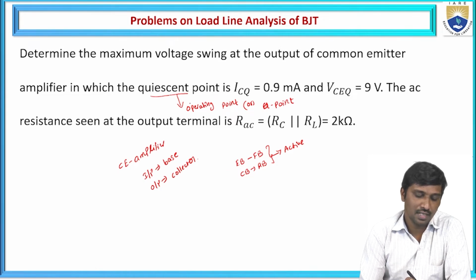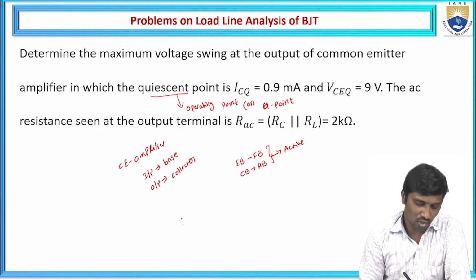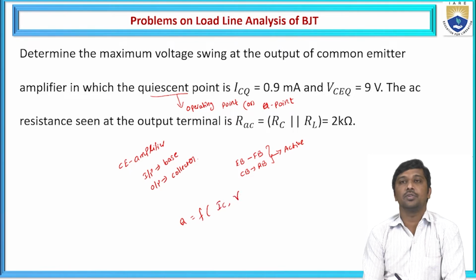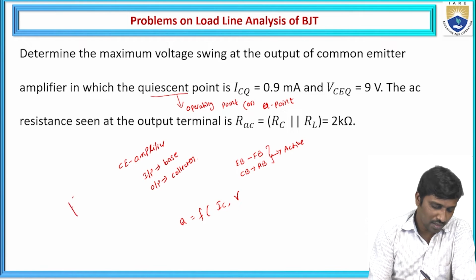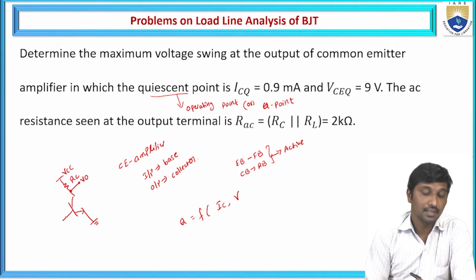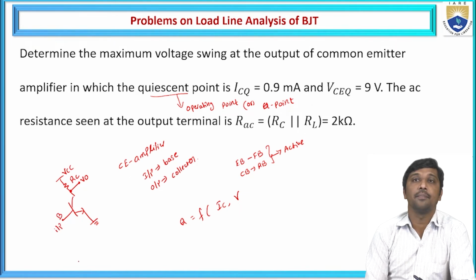For this case, they are providing the operating point. The Q point is a function of the collector current and the output side, so we need to consider only the output side. Consider the common emitter amplifier, with the emitter as the common terminal, the collector connected to VCC through the collector resistance, the output V0 measured at the collector, and the input applied at the base terminal.